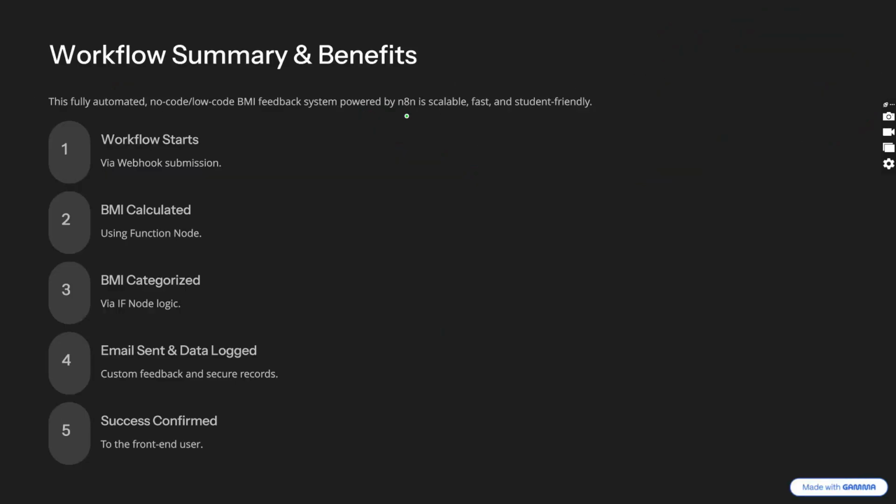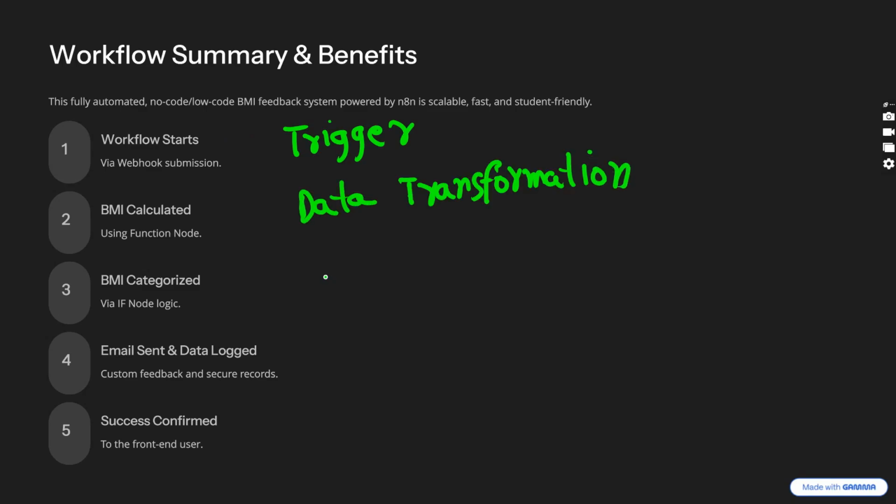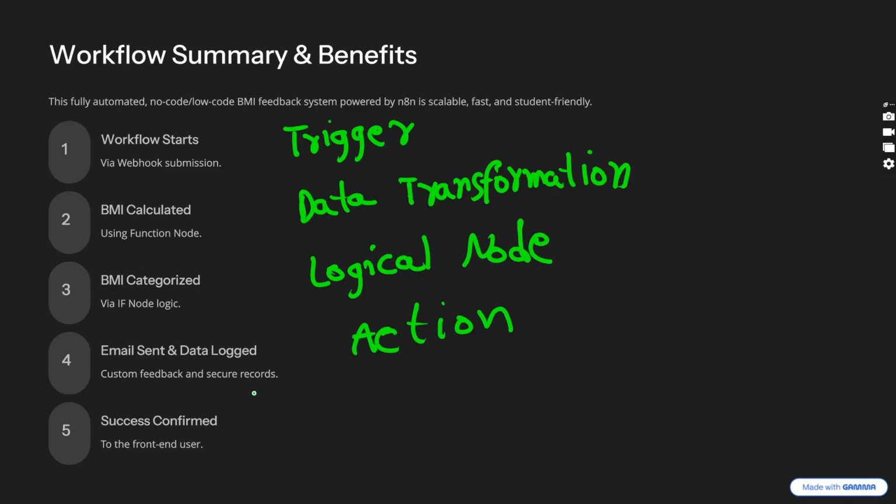So finally, the workflow summary and benefits will be like this. The flow is started by a trigger node, and the BMI here has been calculated using a data transformation node, and the BMI has been categorized using a logical node, and the email has been sent by an action node. We can also send a success confirmation message to the particular user, that means the admin, using something like an output node.